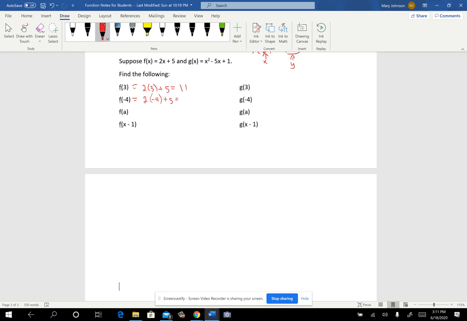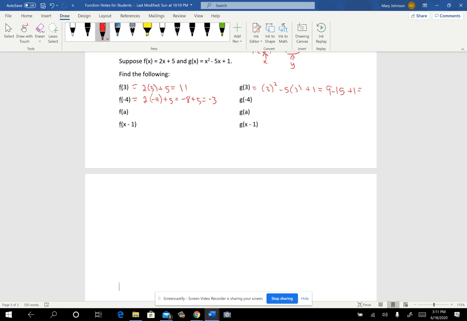And negative 8 plus 5, I'll go ahead and write that step, would give you a negative 3. Okay? All right, let's do that for g. Okay, g of 3. The g function's a little more complicated. It says to square your input, do 5 times your input and subtract that from what you had, and then add 1. And 3 squared is 9, so 9 minus 15 plus 1 is what I got.